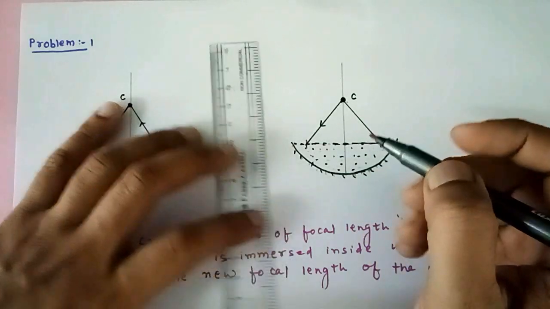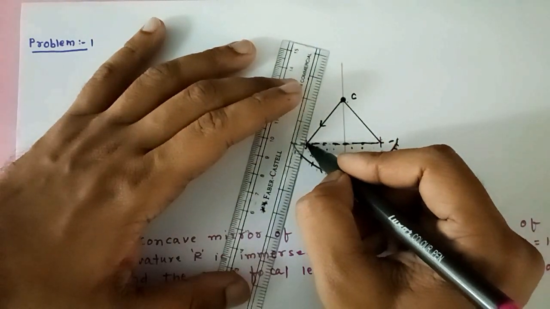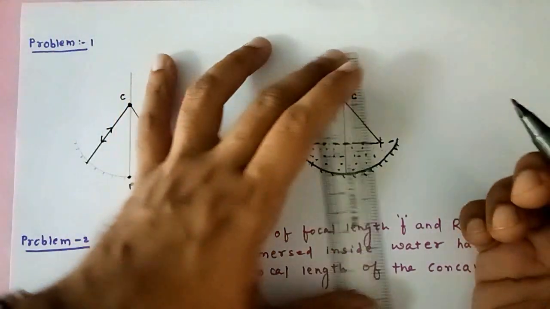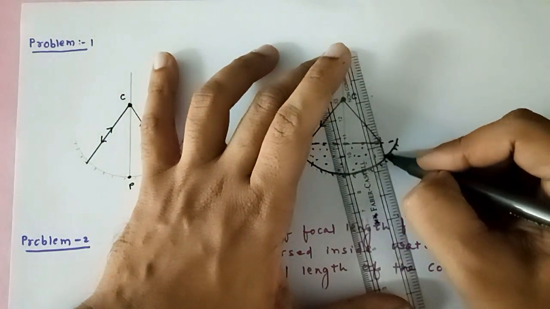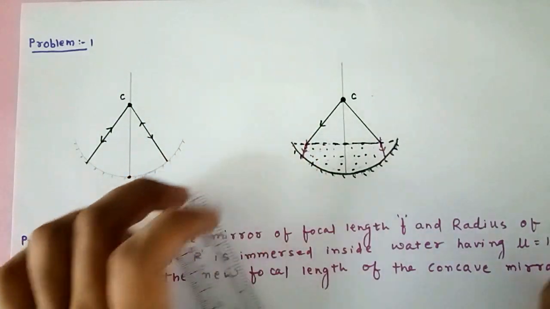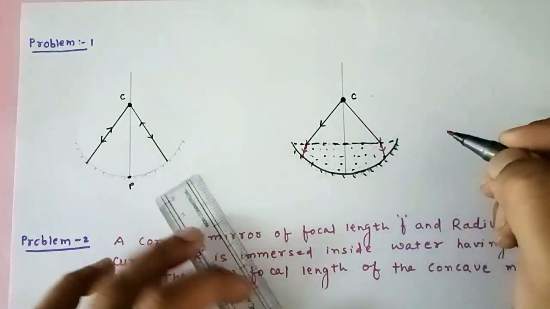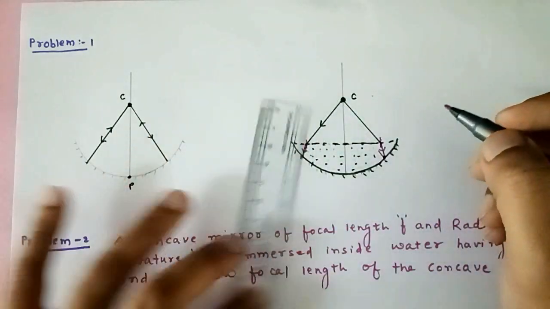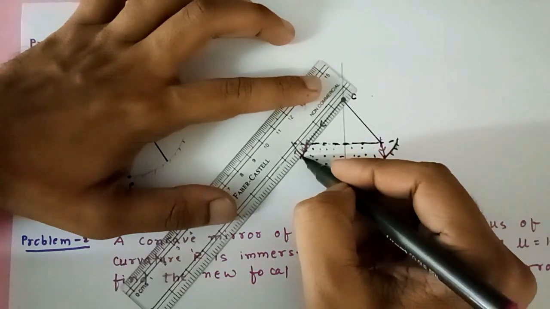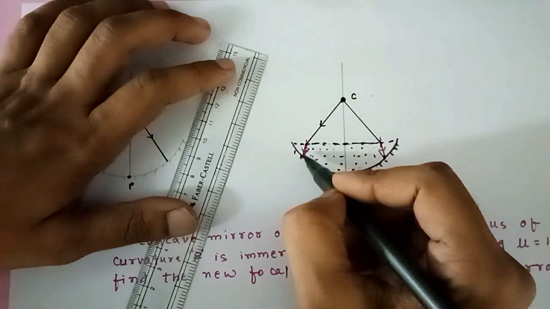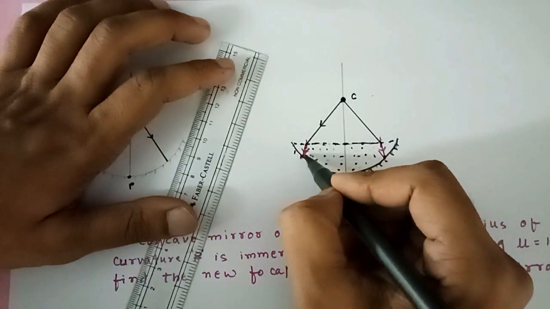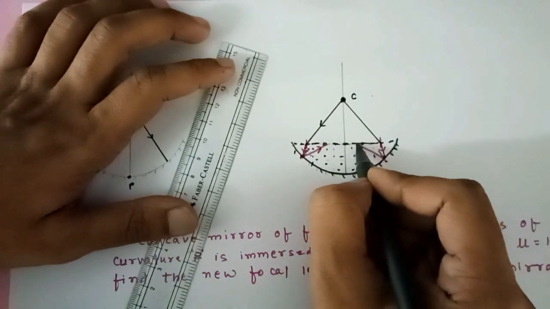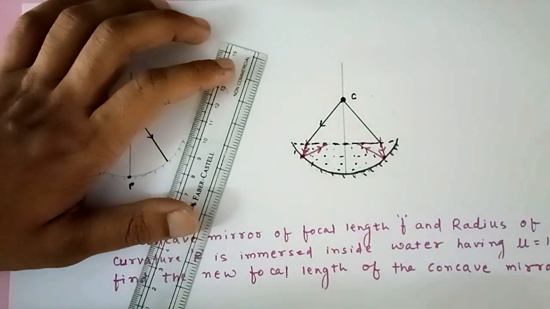Normal is always perpendicular to the surface. Now this ray is going to bend towards the normal. So this is your refracted ray, and again the other one is going to bend towards the normal. So this is the refracted ray. This is the point of incidence, and we know that the normal always passes through C. So here again the rays of light will get reflected by the same angle, like this, and this ray of light will also get reflected like this.